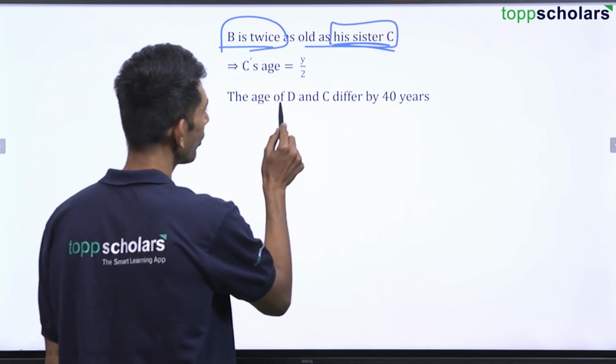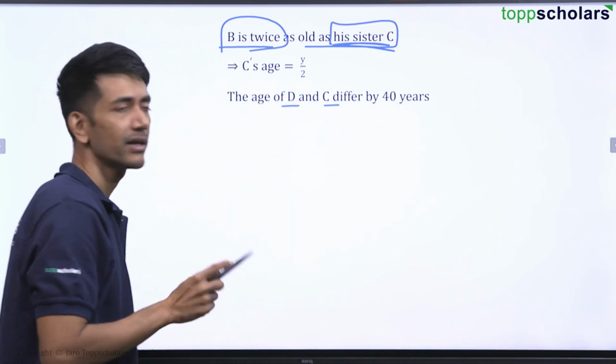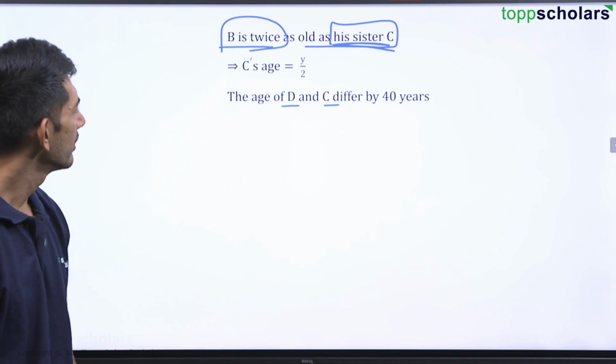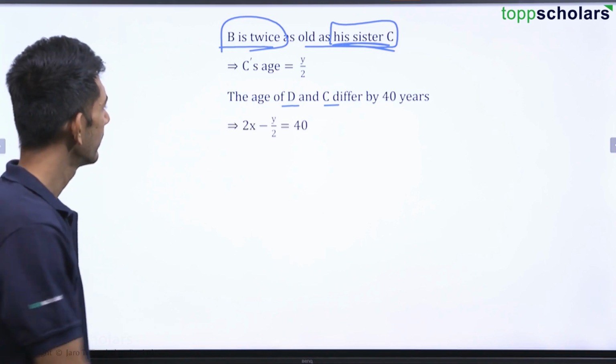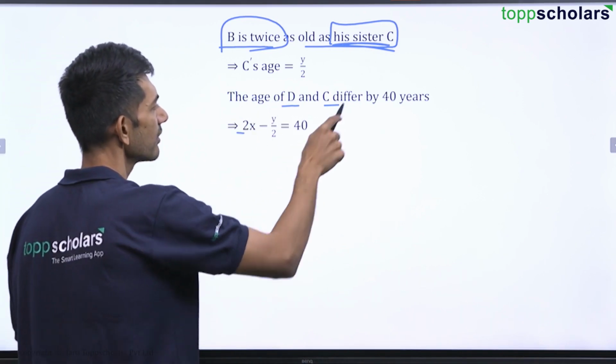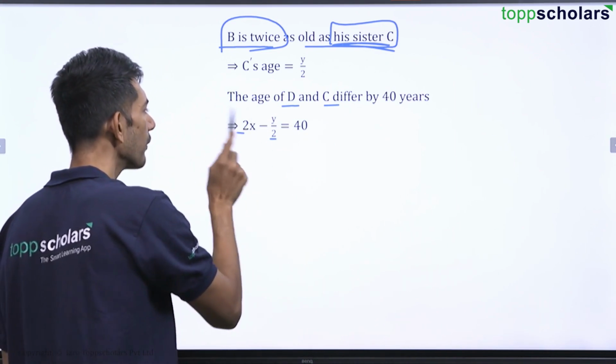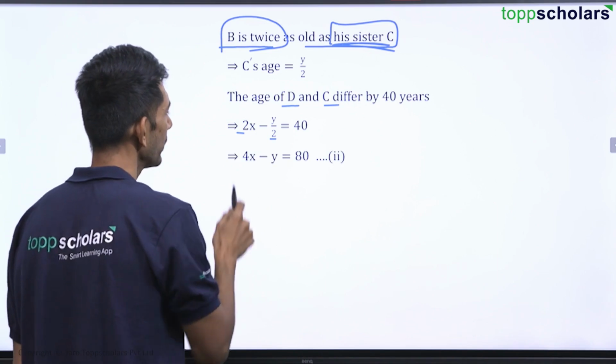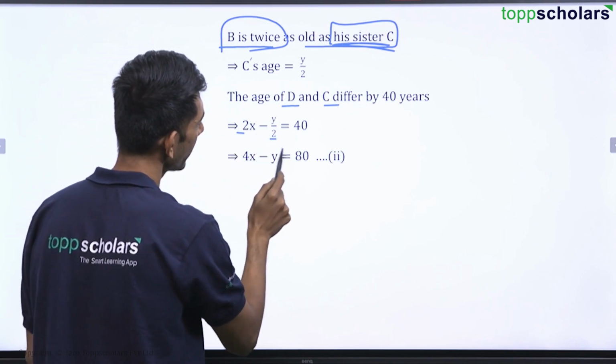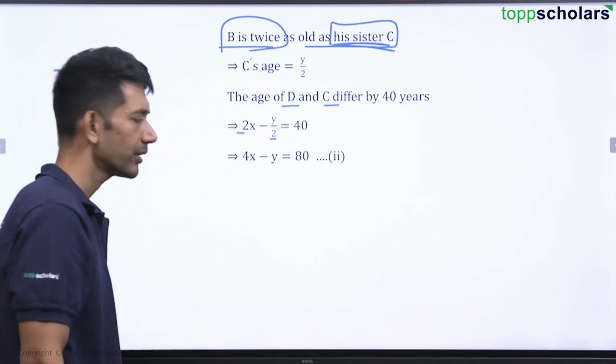And the age of D and C differ by 40. That difference is 40. So can I say D's age is 2x, C's age is y by 2, the difference is 40. Now you can solve this and you get 4x minus y is equal to 40 into 2, that is 80.